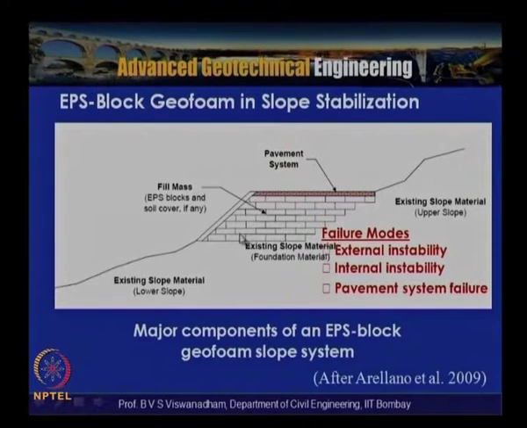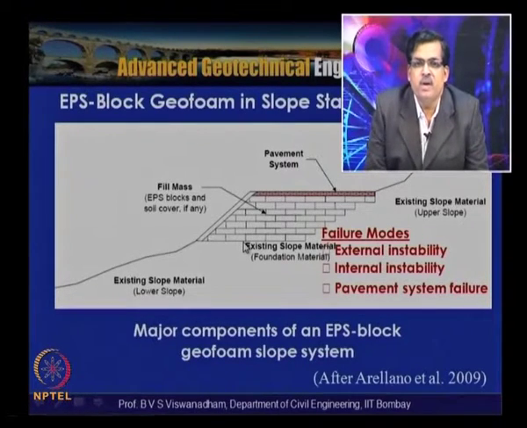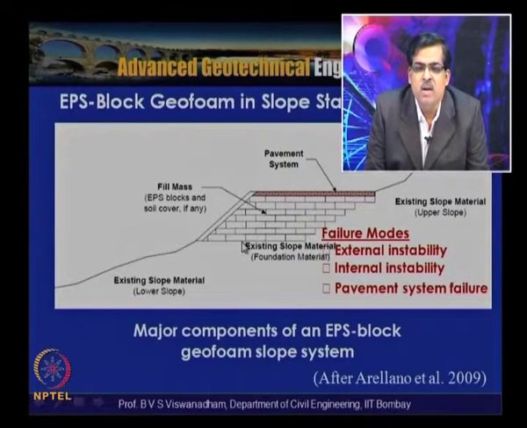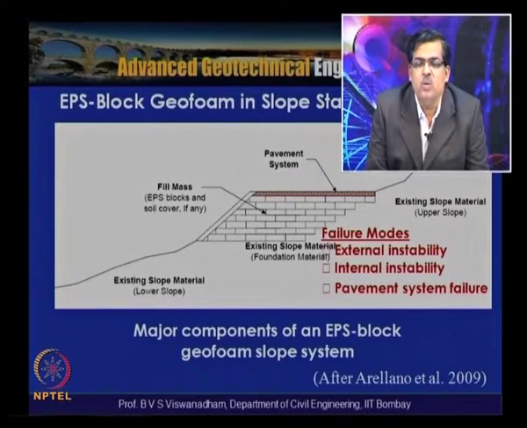This geofoam is available in different densities, varying from 12 kg per meter cube to about 40-50 kg per meter cube, and depending upon the type of application, one needs to select a particular type of geofoam. For this type of application, as there are high compressive stresses, it may be advisable to go for high density geofoam materials.